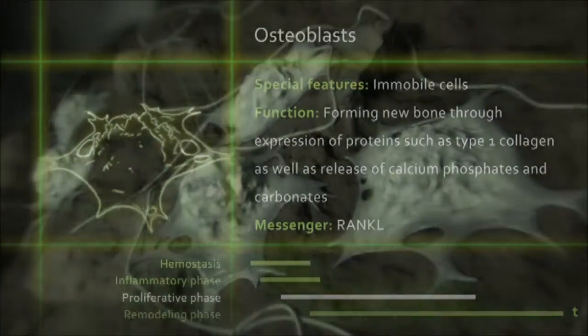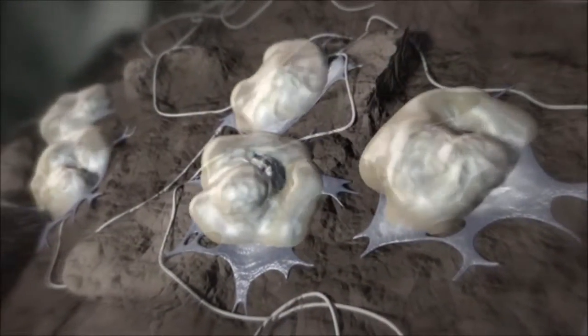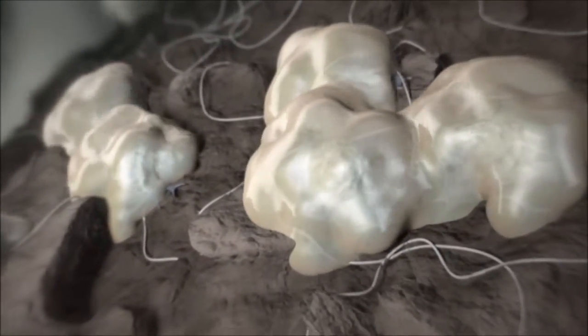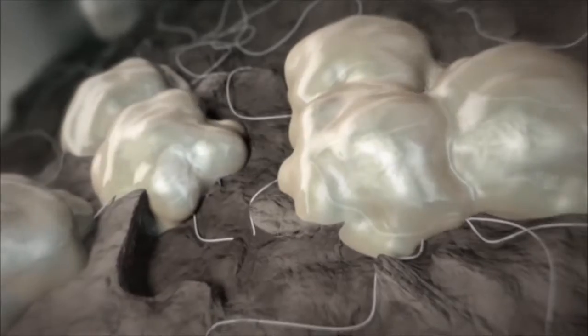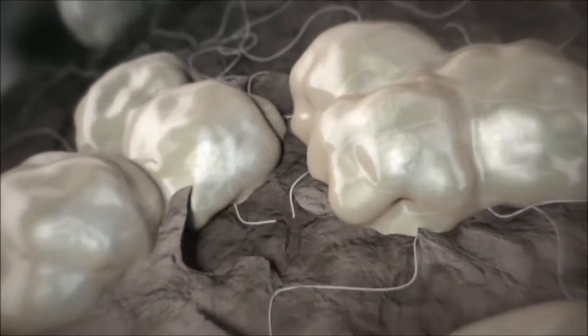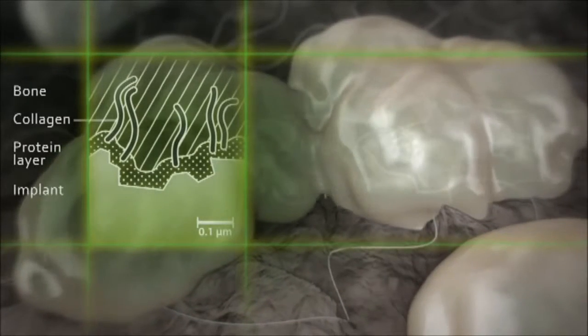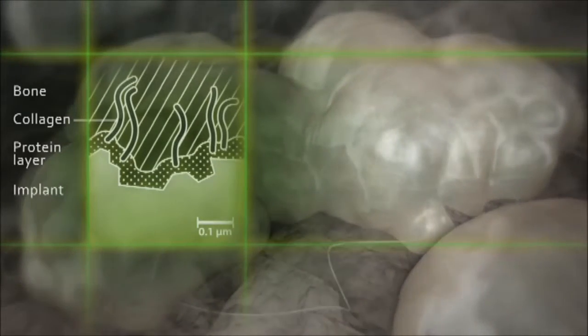The osteoblasts form an organic matrix that is mineralized by incorporating calcium phosphate. Under the optical microscope, bone is visible on the implant surface. Under the electron microscope, though, a thin protein layer is seen between the bone and the titanium surface. Mechanical stability is ensured by interlocking with the surface of the implant.